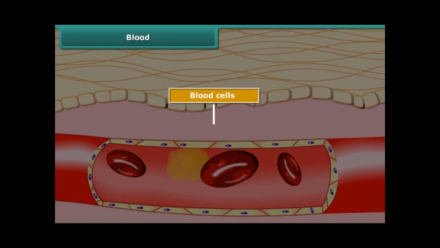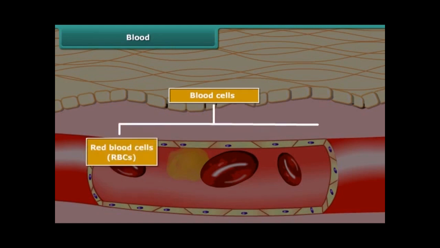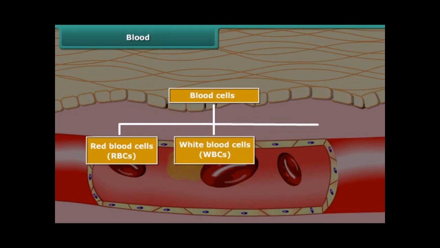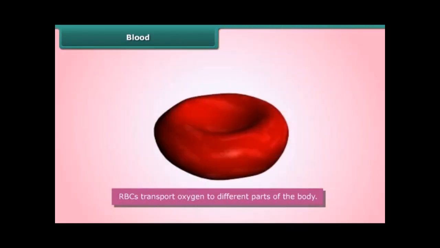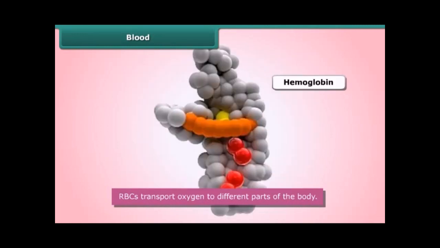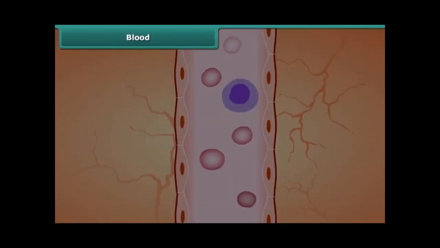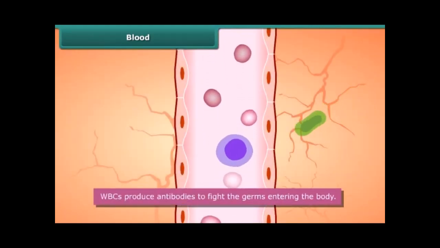There are 3 types of blood cells: red blood cells, RBCs, white blood cells, WBCs, and platelets. RBCs are also known as erythrocytes. They are disc-shaped. They contain a protein called hemoglobin, which is rich in iron and gives the blood its red color. Hemoglobin transports oxygen to different parts of the body.